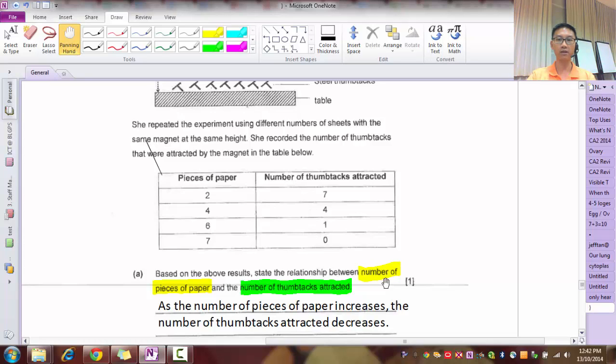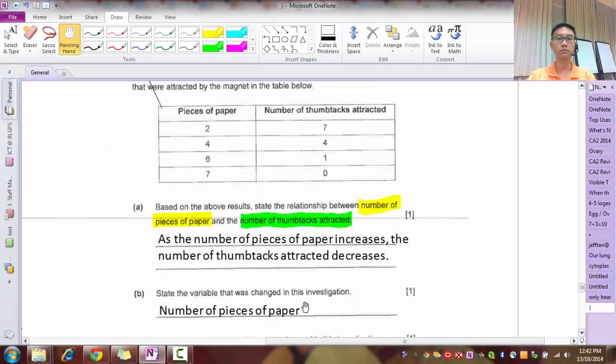Okay, so everything: number of pieces of paper, number of thumbtacks attracted. So please put everything down. Don't leave out any words. Okay, very important when you talk about relationship. So what is the variable that was changed? Very obviously, it's the number of pieces of paper. That is the variable that changed.